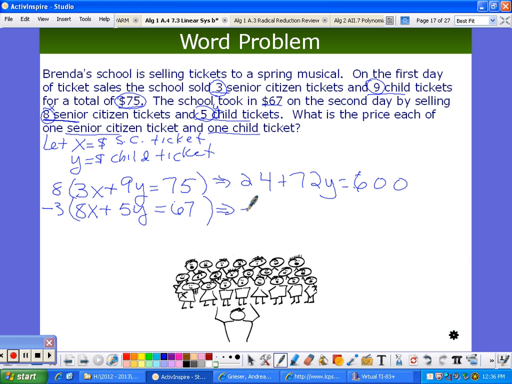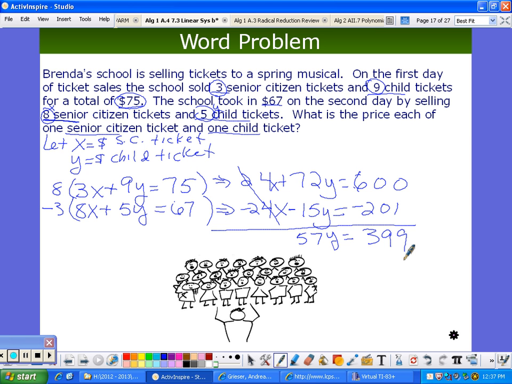Then what's happening on the bottom? I'm doing a negative here, so I'm really trying to be careful here with the negatives. But I do need to know what negative 3 times 67 is. All right, now I can do my adding. Eliminate the x's. 72y minus 15y. That's 57y. Equals, that looks like 399.